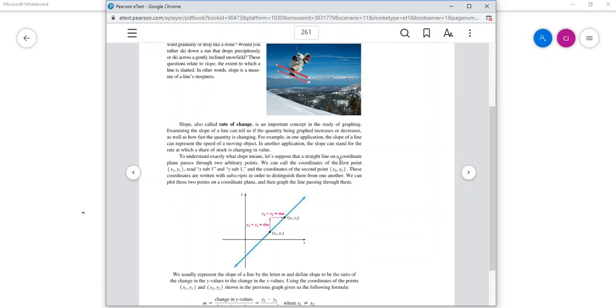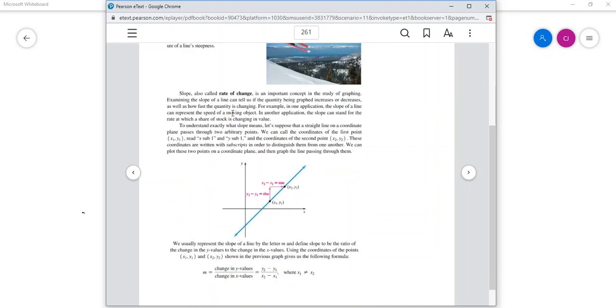And so we take a look at here. It says slope, also called rate of change. Important concept in the study of graphing. Now, again, graphing a straight line, right? And there's also slope when you get beyond straight lines, but it changes. It's a little bit different idea. Same formula, but a little bit different idea. Something you would call instantaneous slope.